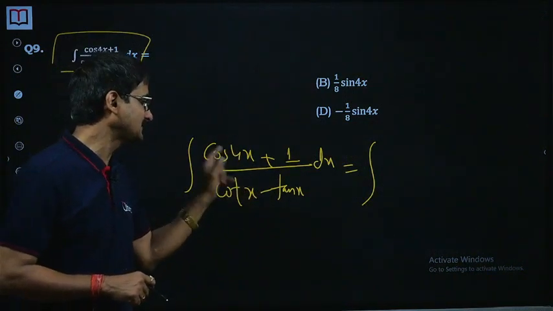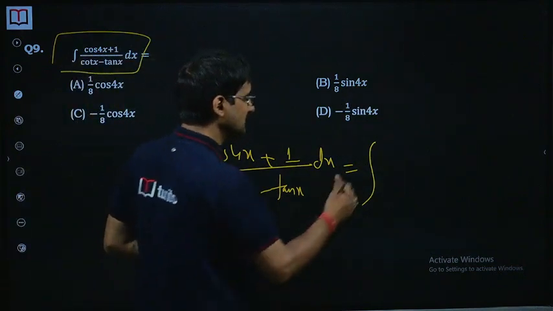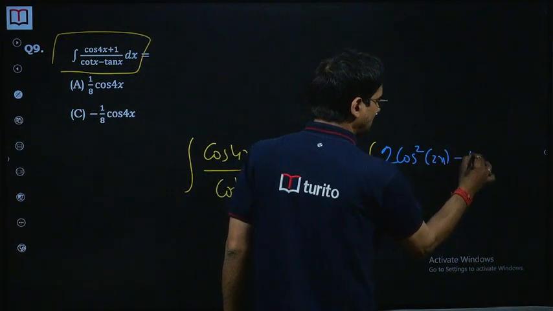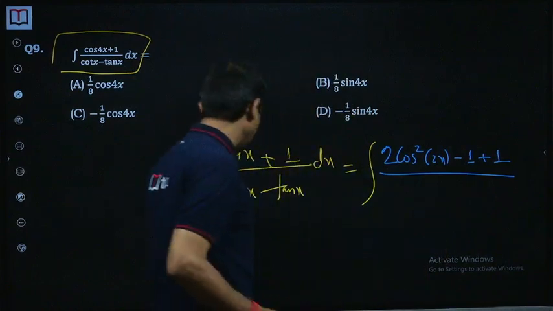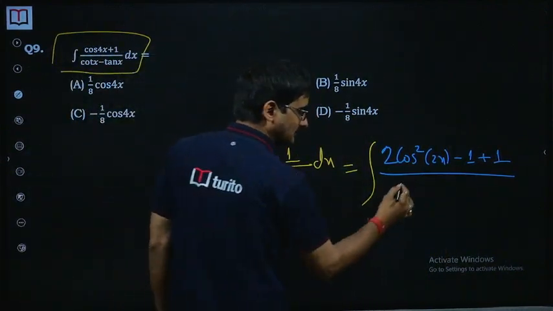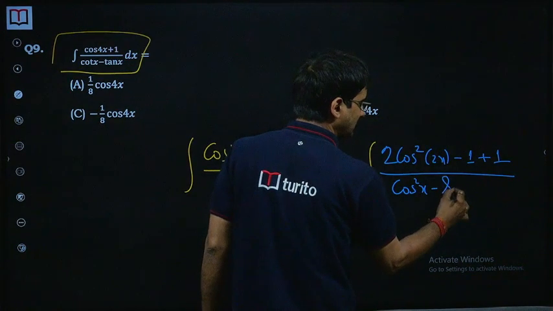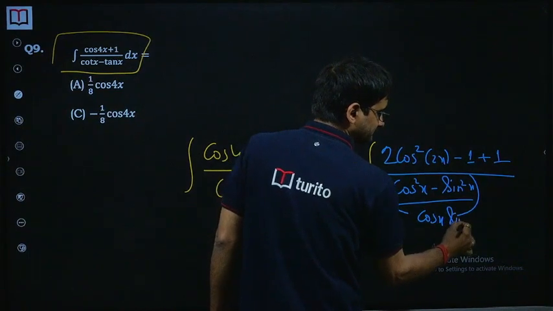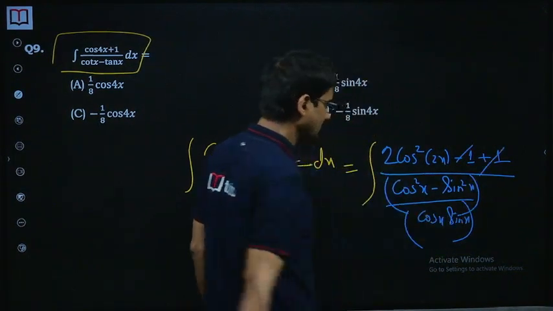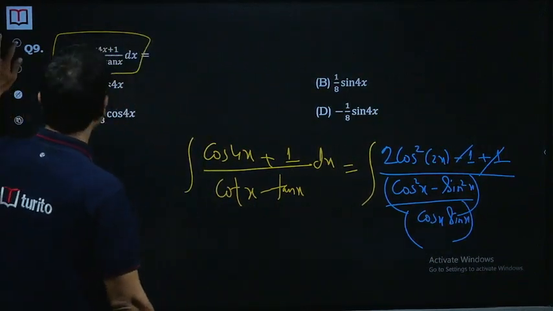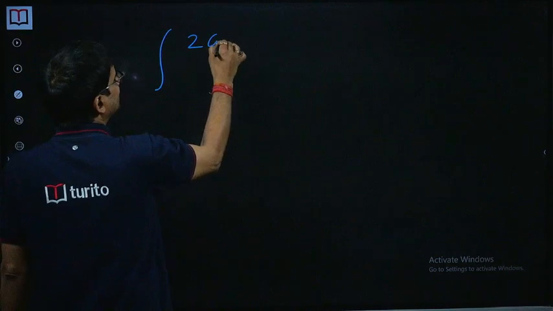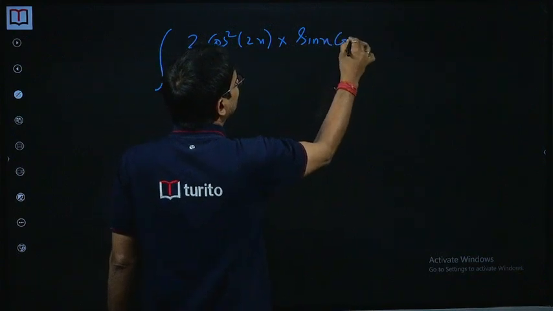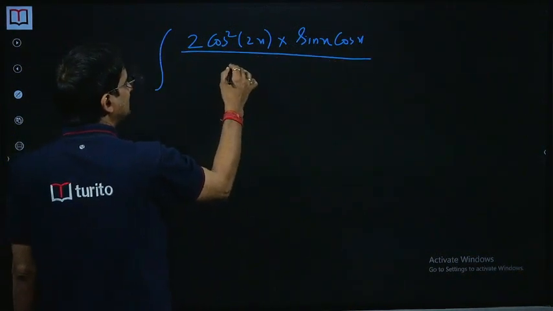Now see, the first thing which struck my mind while looking at it was writing cos 4x in a form so that 1 gets cancelled. So we'll write it as 2 cos square 2x minus 1 plus 1, isn't that so? And then of course cot x and tan x in terms of sine and cos, so it's cos square x minus sine square x, and then upon cos x sine x. And that's what we'll get. So this is gone, and you have 2 cos square 2x, so you get 2 cos square 2x into sin x cos x upon cos 2x.